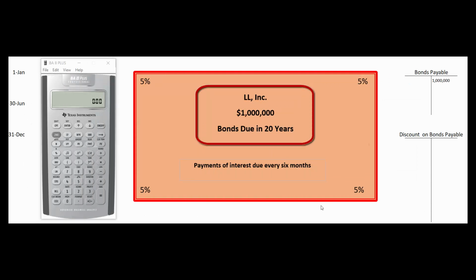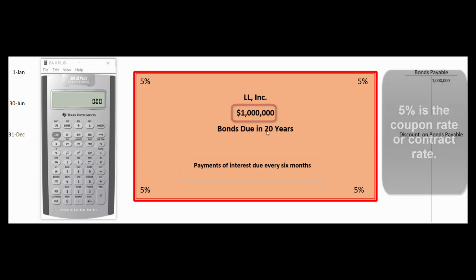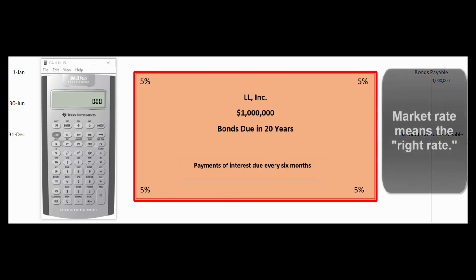So let's say LL Inc. is going to issue some 20-year bonds. They printed the bonds up. It's got 5%. That's the coupon rate printed in the corner of each bond. So that means they promised to pay $1 million worth of principal at the end of 20 years, and in the meantime, make semi-annual payments of $25,000. 5% of $1 million is $50,000, and since bonds pay interest every 6 months, that means that they're going to make semi-annual payments of $25,000.